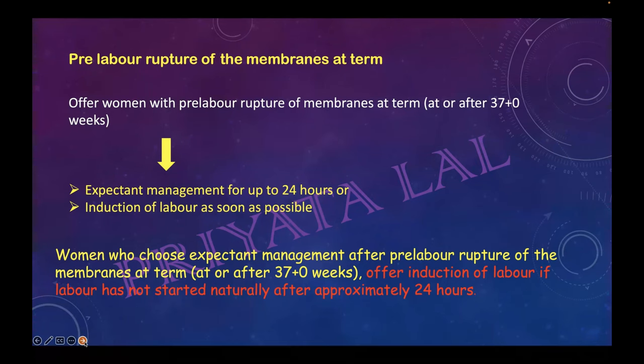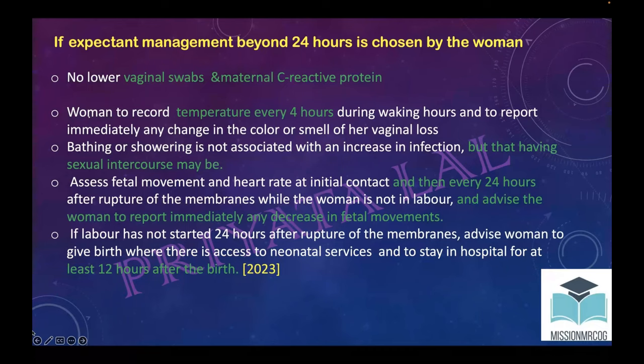Now if the patient wants to wait for more than 24 hours, what should not be done? No vaginal swab and no C-reactive protein. There should be temperature monitoring, the patient to be reviewed every 24 hours, and she has to report if there is a decrease in the fetal movement. And the patient to be explained that the baby may require to stay for observation 12 hours after the birth.